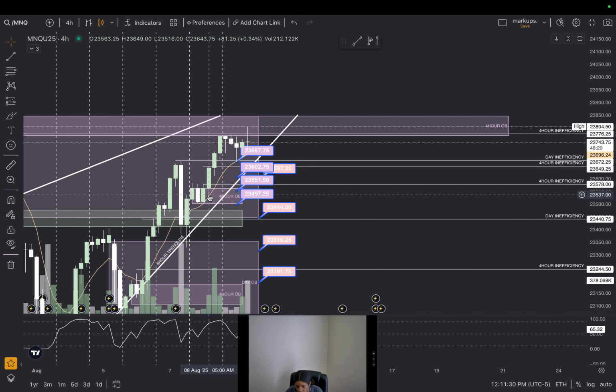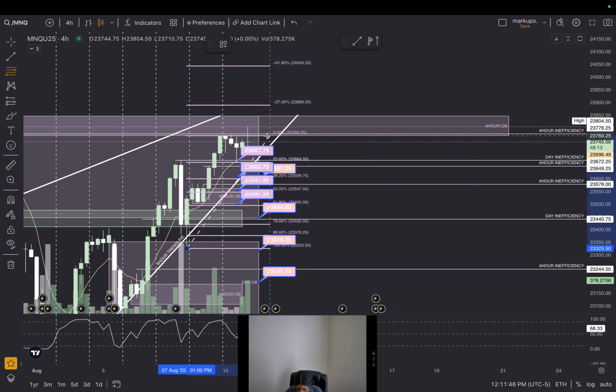So I saw this 4-hour order block here, and from there, essentially what I did is I drew out my Fibonacci levels using this low from this candlestick on August the 7th, drew it up to this point right here, which was the candlestick before Sunday. Basically this is a candlestick from Friday, and that's what I used to be my top. And then you can see that's where I marked out the 4 different Fibonacci levels from there.